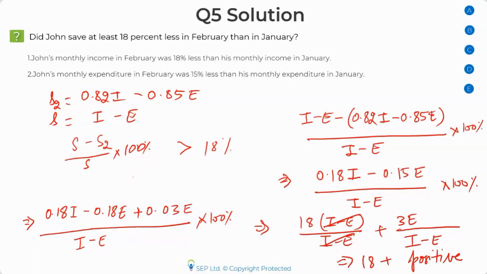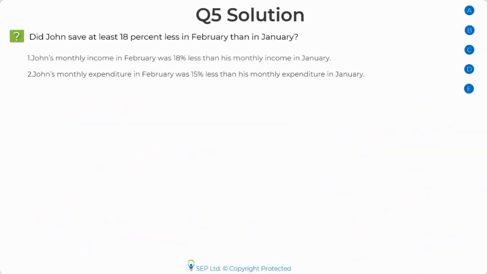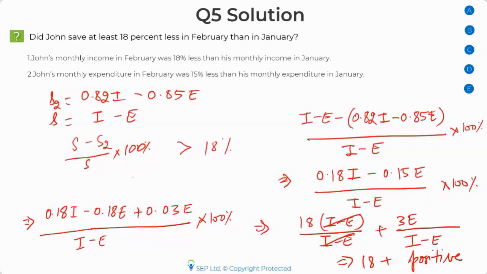See, Diksha, you can assume income as 100, but what will you assume as expenditure in that case? You have to assume expenditure as E, right? You cannot assume expenditure as another number, then you will be making a mistake. So this is how you have to solve it mathematically. Is this part clear to all of you?